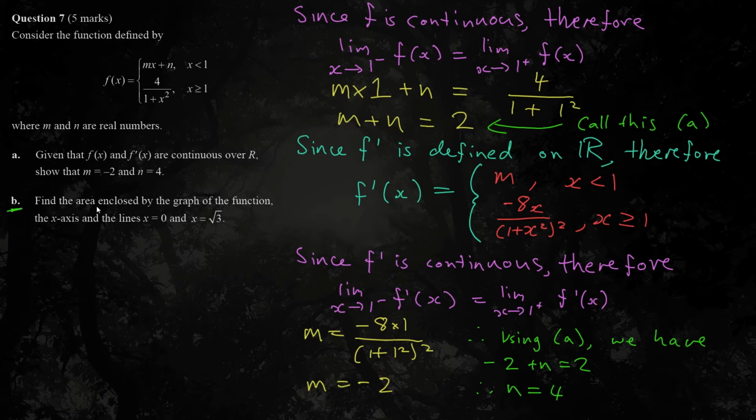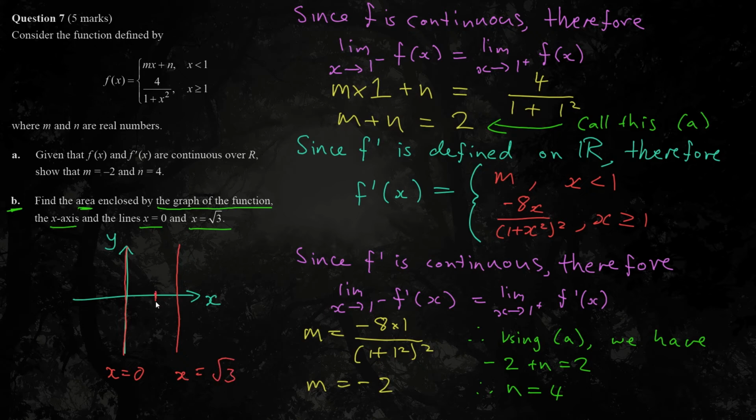The task is to find the area enclosed by the following. So there's the graph of the function, there's the x-axis, and there's two more lines, x equals 0 and x equals root 3. So to actually understand what they're asking here, I think it's helpful to draw a quick little sketch, label our axes. Okay, so here's the line x equals 0. Here's the line x equals root 3.